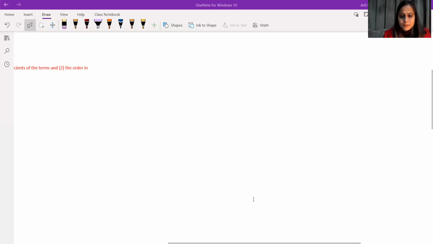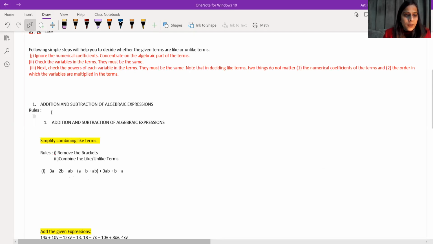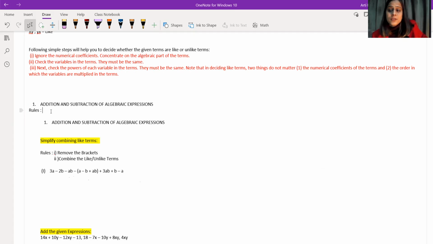So now we will learn how to add or subtract algebraic expressions. In order to learn how to add or subtract algebraic expressions, we need to learn some basic rules of addition and subtraction first. The first thing we need to keep in mind is that we can add or subtract only like terms.